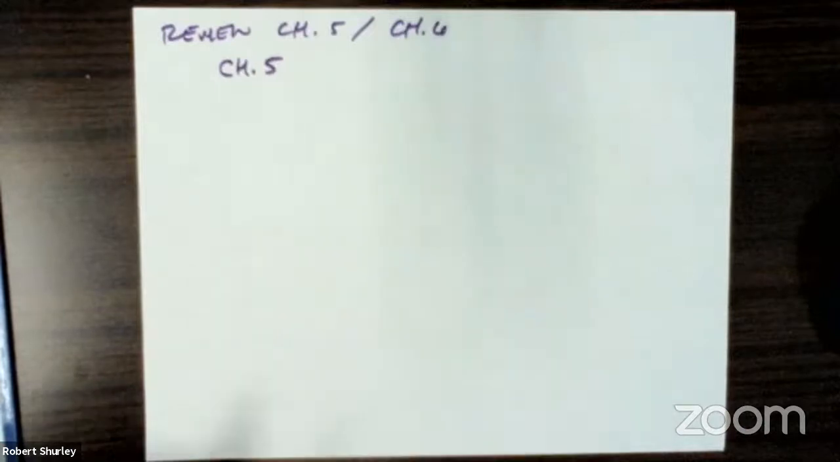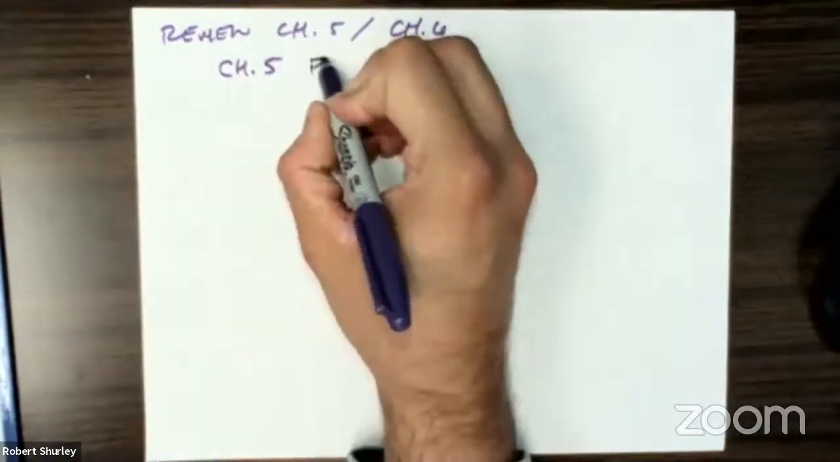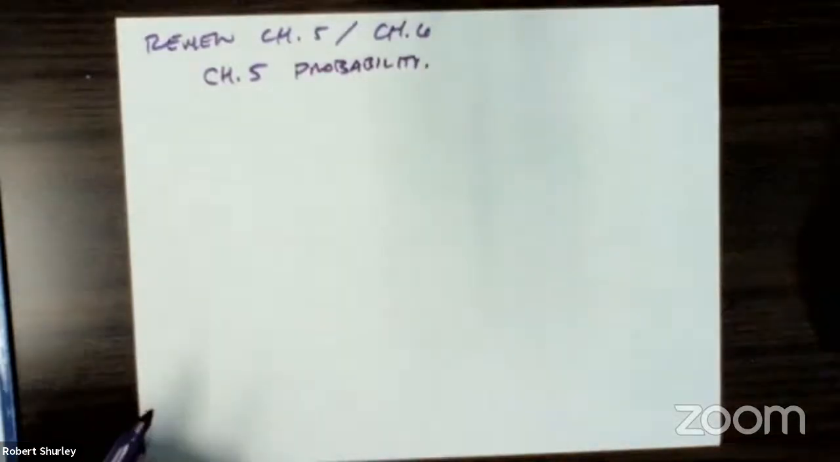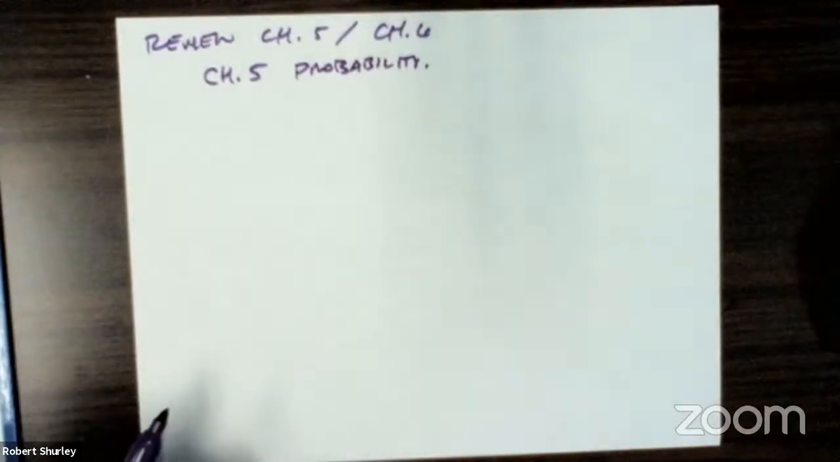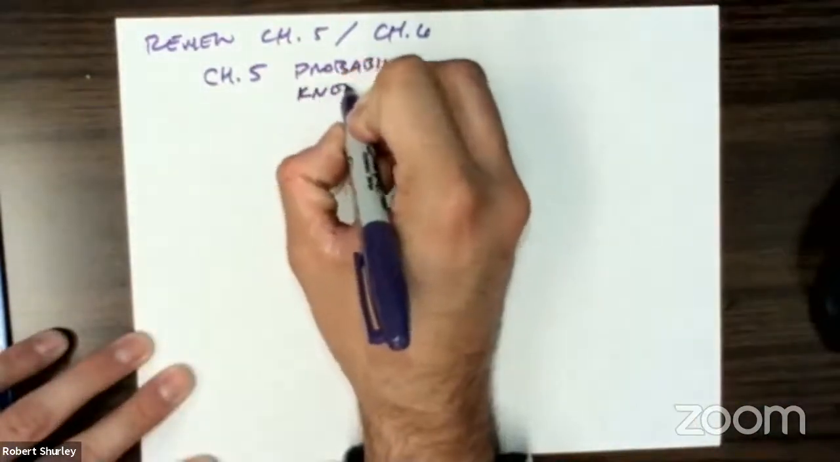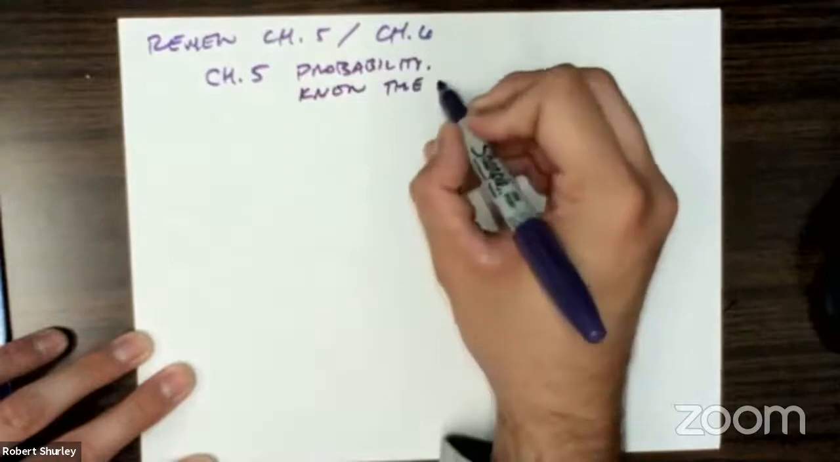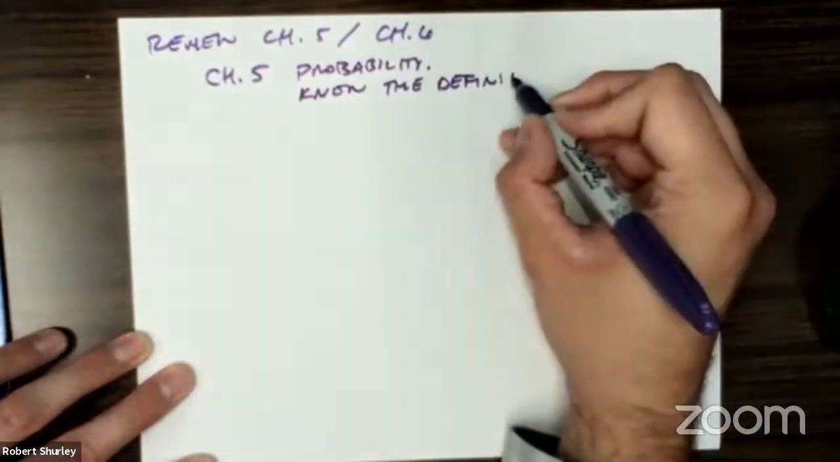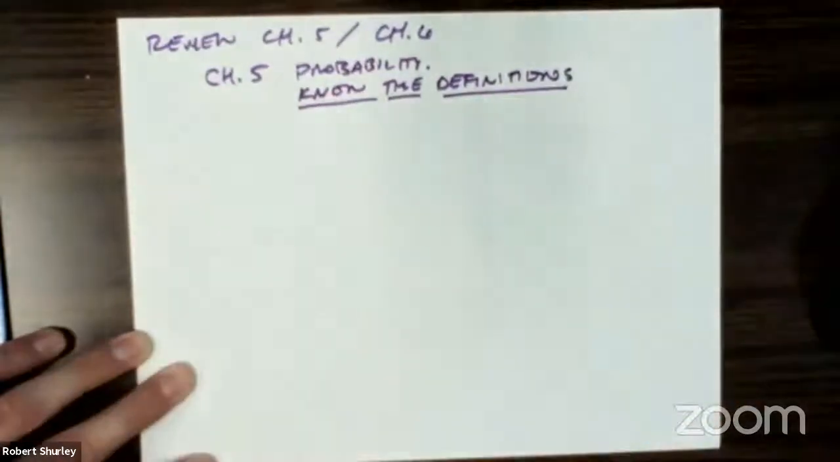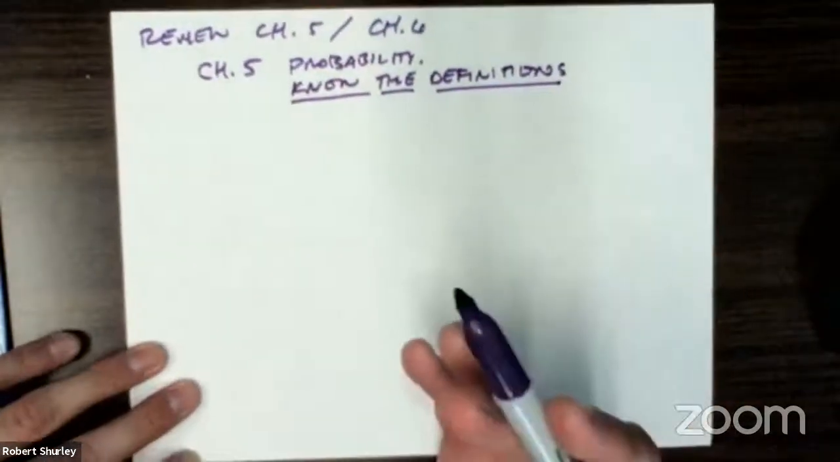So chapter 5, the very beginning of chapter 5, talks about, I believe, frequency tables and things of that nature. It's really about, all of chapter 5 is about probability. You're going to need to know the definitions. I know this is multiple choice or fill in the blank type questions, but I would know the definitions by being able to explain them, right?